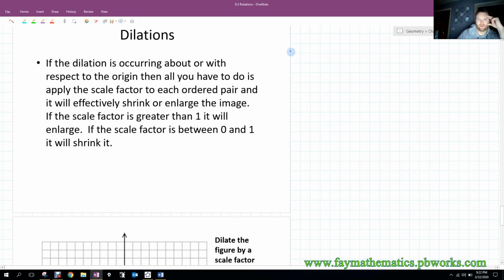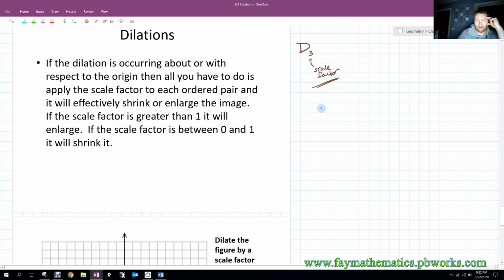Let's first talk about the notation. You're going to see capital D for dilation, and then there's going to be a subscript. So let's say we put a 3 there, and that 3 is ultimately your scale factor.